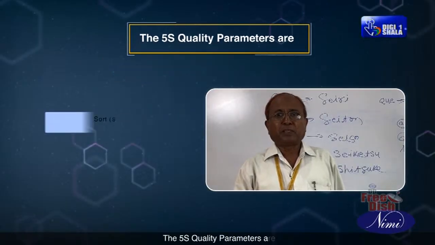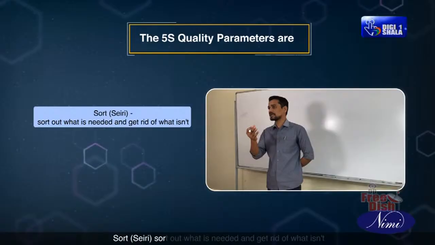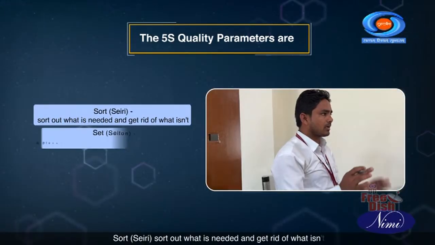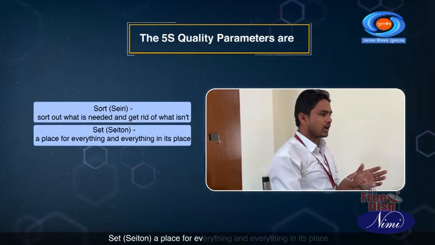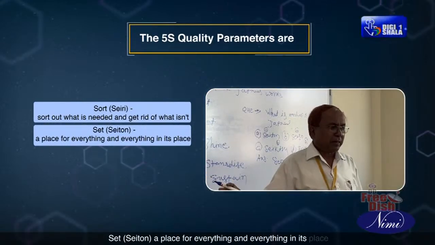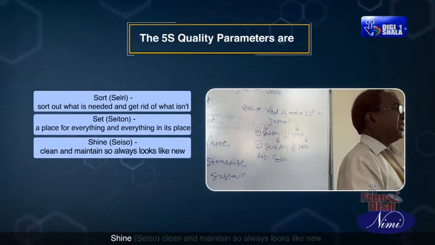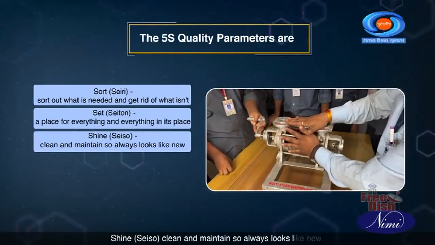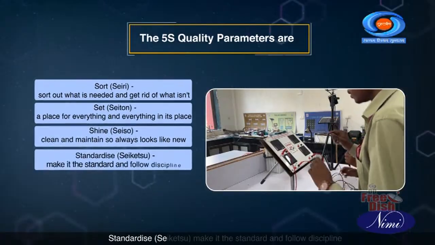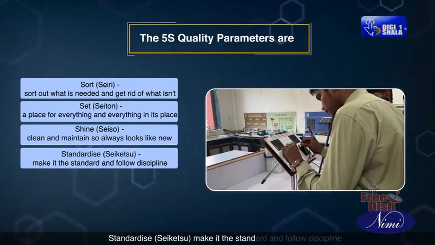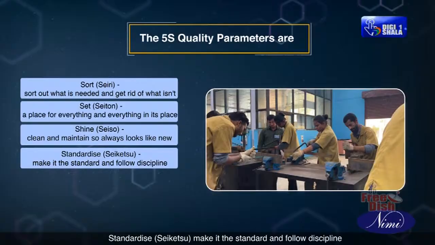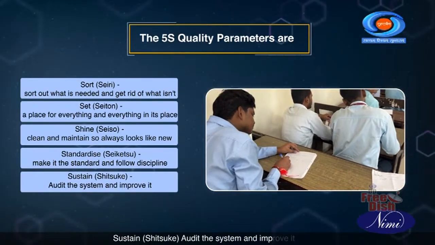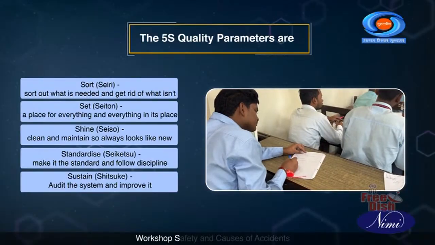1. Sort, Seiri. Sort out what is needed and get rid of what isn't. 2. Set in order, Seiton. A place for everything and everything in its place. 3. Shine, Seiso. Clean and maintain so it always looks like new. 4. Standardize, Seiketsu. Make it the standard and follow discipline. 5. Sustain, Shitsuke. Audit the system and improve it.